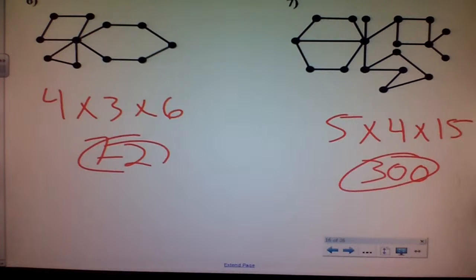So number 7. None of your circuits shared an edge in common, so it's simply the 4 edges times the 3 edges times the 6 edges. In number 7, these 2 circuits shared an edge in common. So Raul took 4 times 4, which was 16, and subtracted 1. That's where he got this 15 from. And then times 4 times 5, 300. That's fantastic.